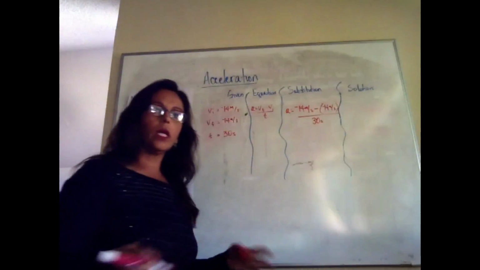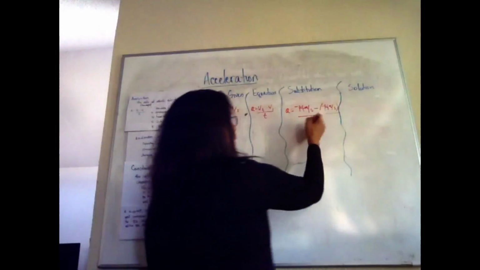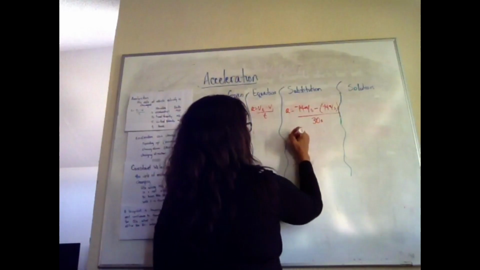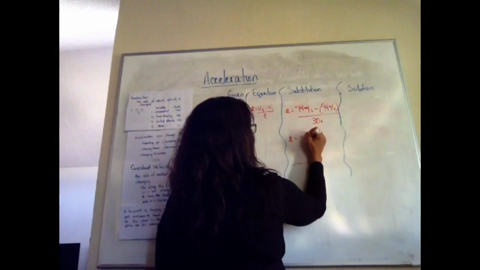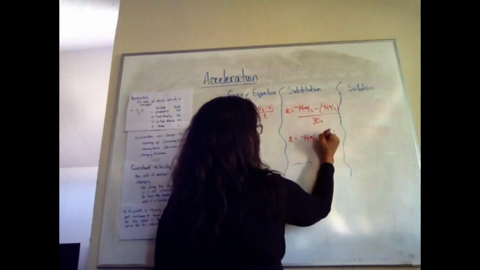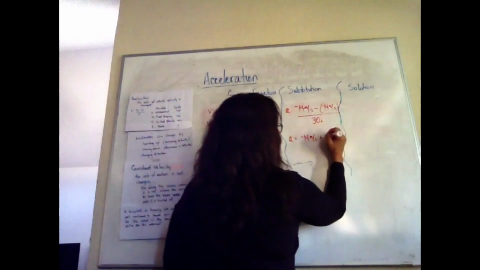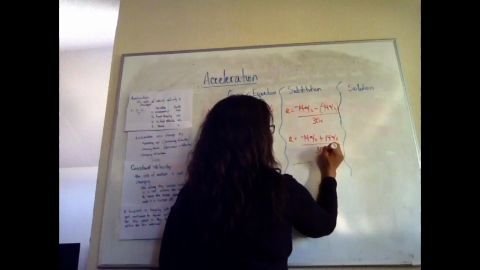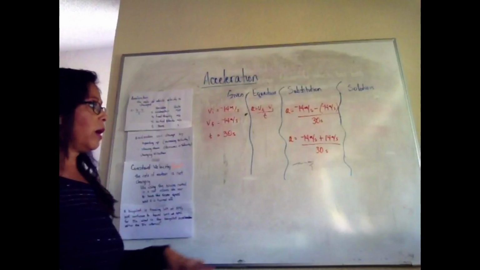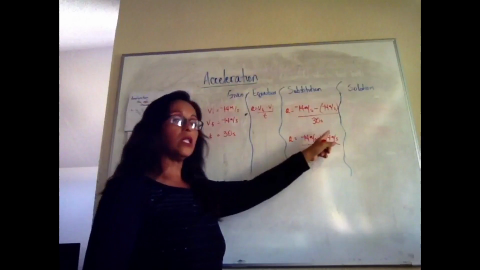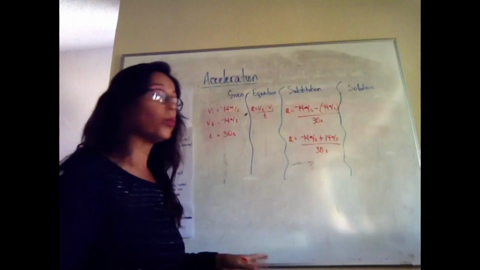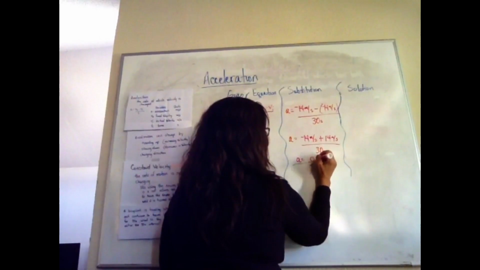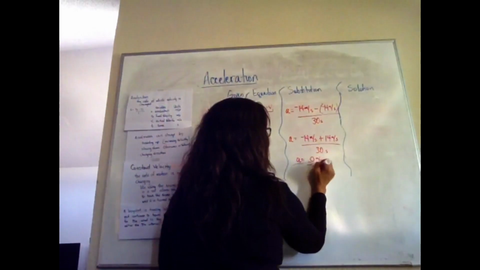So let's take care of our math. We have a negative here with a negative, which becomes a positive. So a is equal to negative 14 meters per second plus 14 meters per second, divided by 30 seconds. If I do my math, negative 14 plus positive 14, I end up with 0. So a is equal to 0 meters per second over 30 seconds.